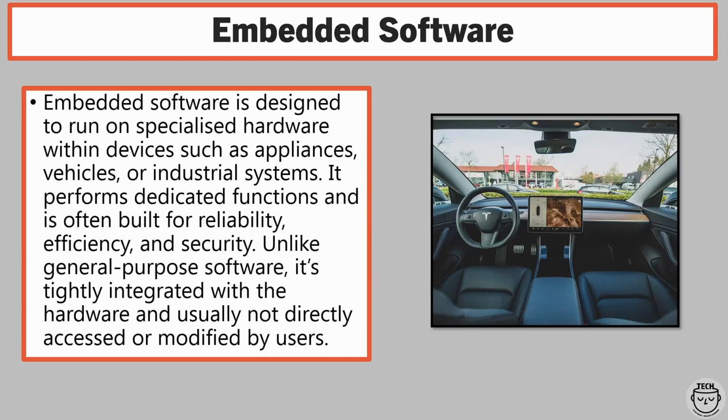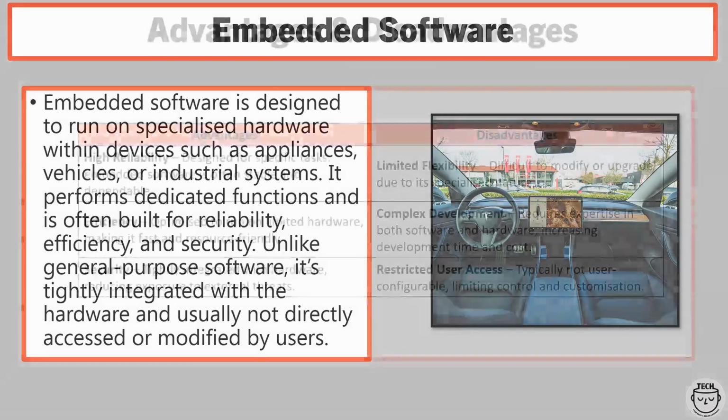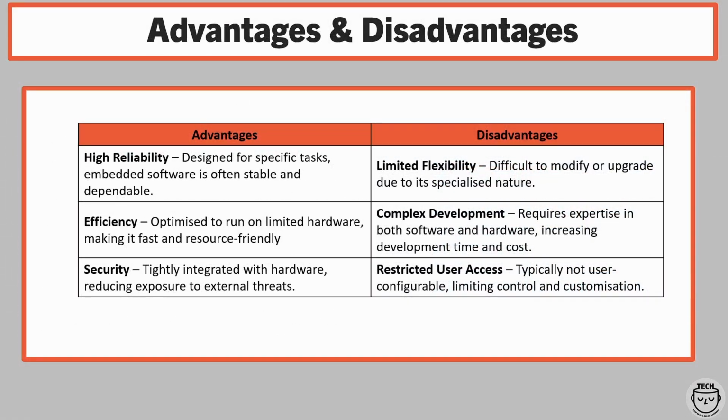It's got a couple of functions. We usually say it's one function, but I think the Tesla one, for example, is going to have a few things, like the GPS is going to be a part of it and your media system. But it's a dedicated function. It's built for reliability, efficiency, and security. And unlike general purpose software, it's supposed to only do its one set thing, working with that product. Advantages: it's designed for a specific task, so it's often stable and dependable.